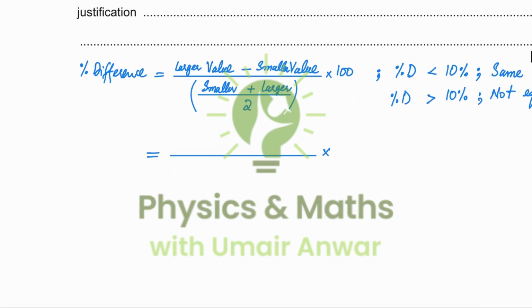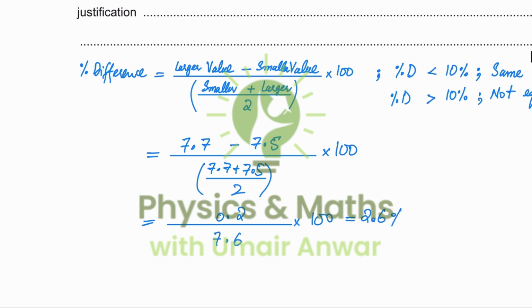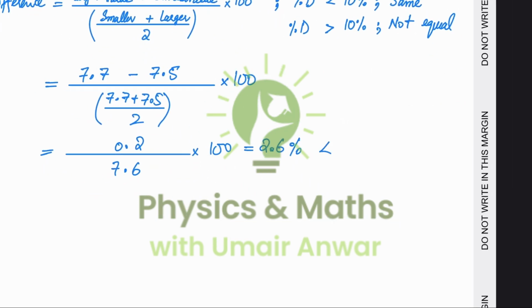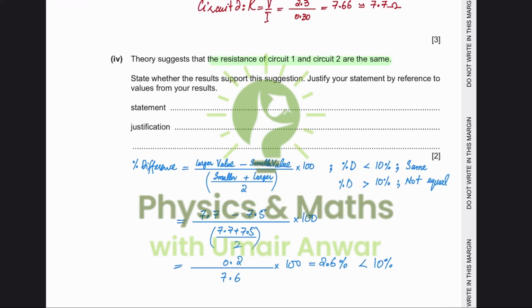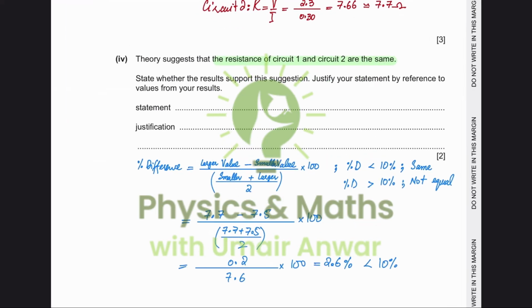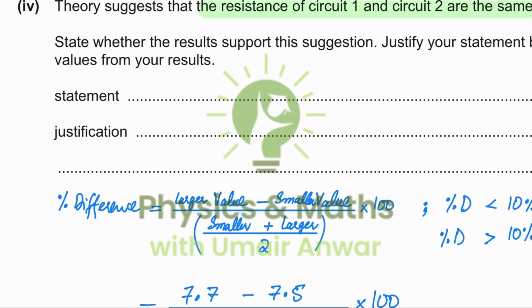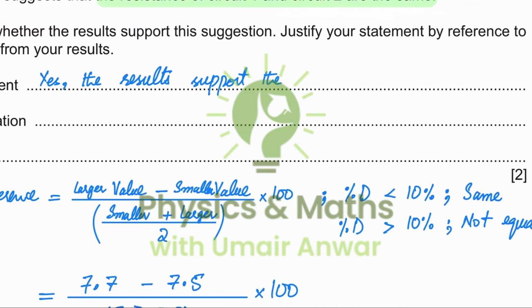So the same thing we will be doing here. I am considering 7.7 minus 7.5, divided by 7.7 plus 7.5 divided by 2, taking their average, and then multiplying by 100. That gives 2.6%, which is obviously less than 10%. So the statement that we are going to write here is: yes, the results support the statement or the theory.